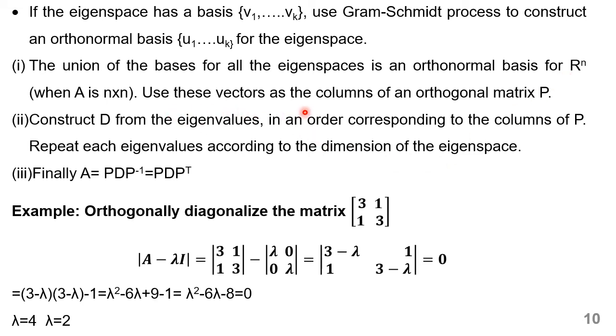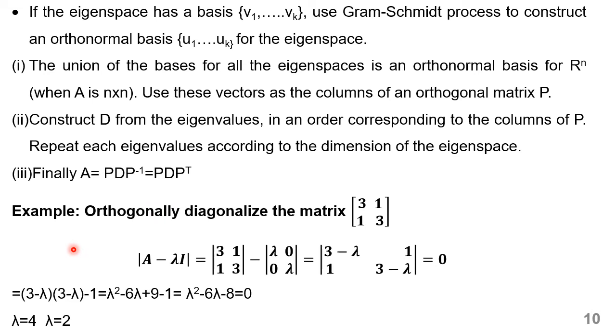We have to make use of these vectors as the columns of an orthogonal matrix P and construct B from the eigenvalues. We know how to construct the diagonal matrix using the eigenvalues in an order corresponding to the columns of P. Then finally we can obtain A equal to P B P inverse. In the case of a symmetric matrix, P inverse is equal to P transpose. So I can write this as P B P transpose.